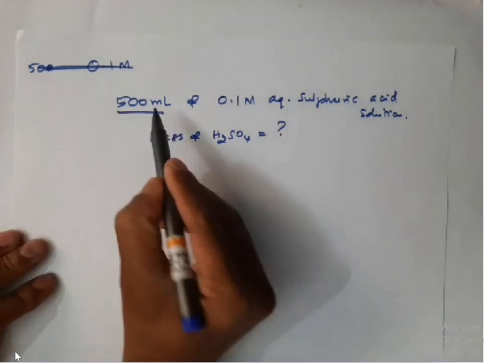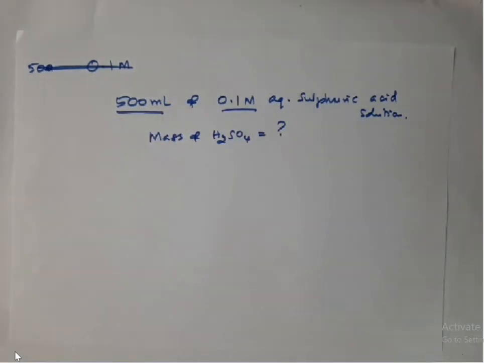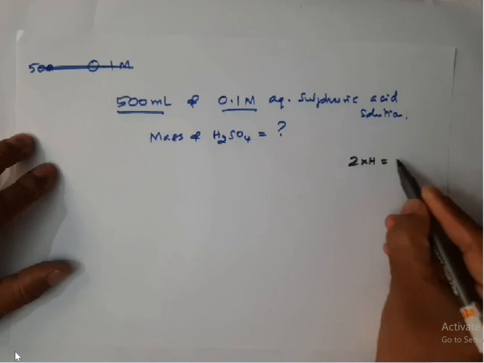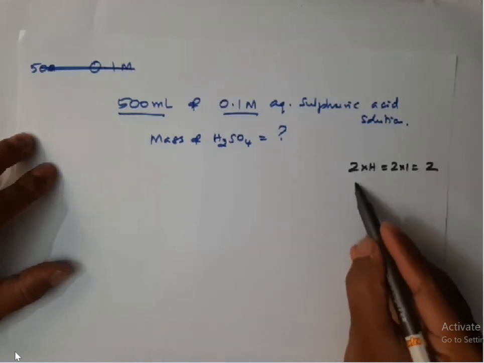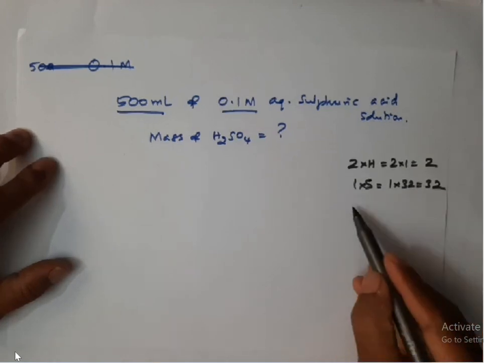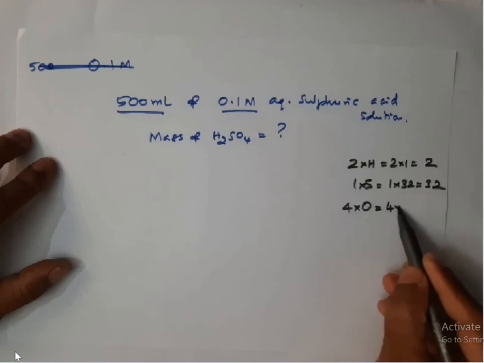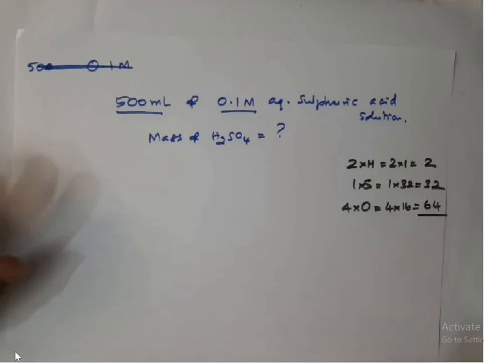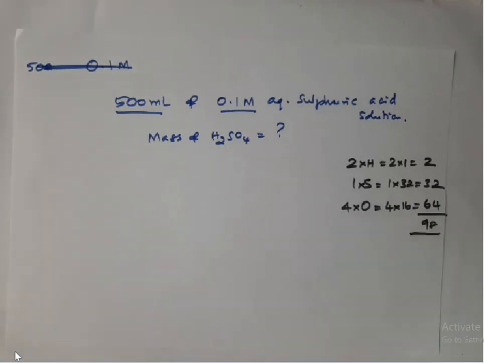I have given the volume. Volume is available. Molarity is available. Which one is missing? Molar mass of sulfuric acid. Good. First you calculate the molar mass. We have 2 hydrogen, 2 into 1, which is 2. We have 1 sulfur, atomic mass 32. And we have 4 oxygen, 4 into 16, so 64. What's the value? 98. Students, remember this next important value. For sulfuric acid, molar mass is 98.